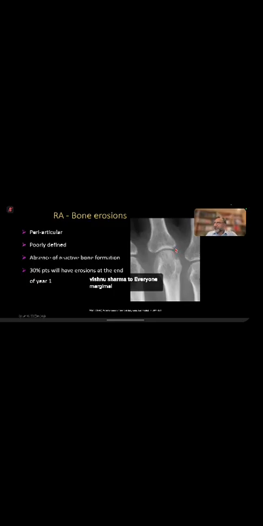Well-defined periarticular erosions, no new bone formation. Look at the margins of the bone. They are sharp, no periosteal reaction. You can see very fine margins here. Nothing is abnormal there. Okay, let's see another case.